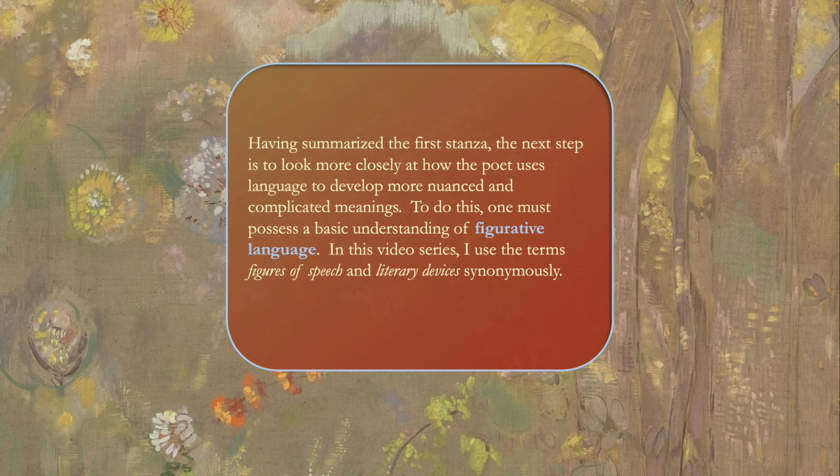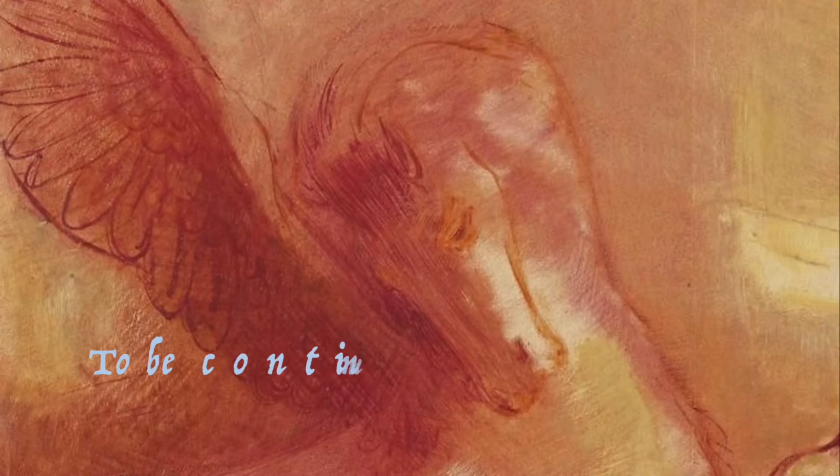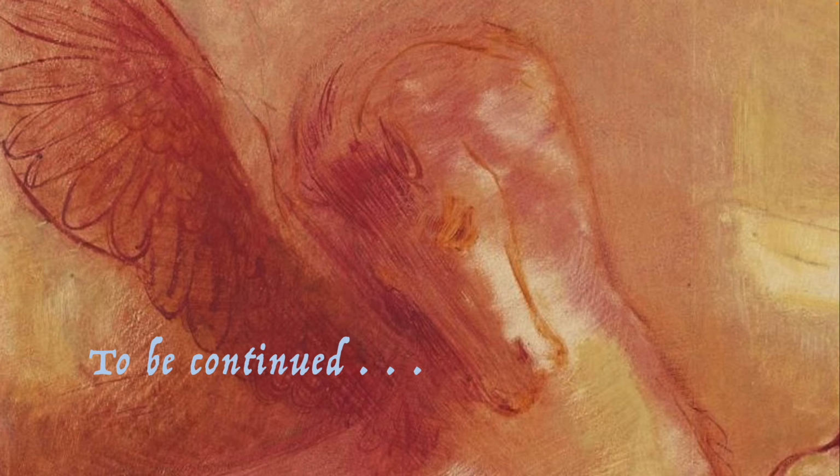Having summarized the first stanza, then, the next step is to look more closely at how the poet uses language to develop more nuanced and complicated meanings. To do this, one must possess a basic understanding of figurative language. And in this video series, I use the terms figures of speech, figurative language, and literary devices synonymously. So if you get a little confused, it's just professional habit that I use all these terms pretty much interchangeably. Figurative language, figures of speech, and literary devices. And that's going to be the topic of part 2 of this video series.